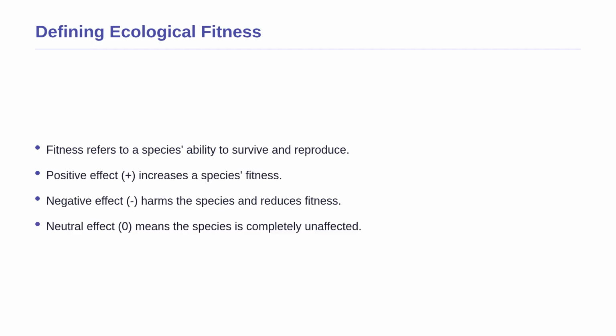Now that we understand the neighborhood concept, let us look at how ecologists measure these relationships. In ecological terms, interactions affect a species' survival and reproduction, which we collectively call fitness. We categorize these effects using simple math symbols. A positive effect, or a plus sign, means the interaction increases a species' fitness. A negative effect, or a minus sign, means it harms the species. And a neutral effect, denoted by a 0, means the species is completely unaffected by its neighbor. Understanding these basic categories is the foundation of all ecological modeling.